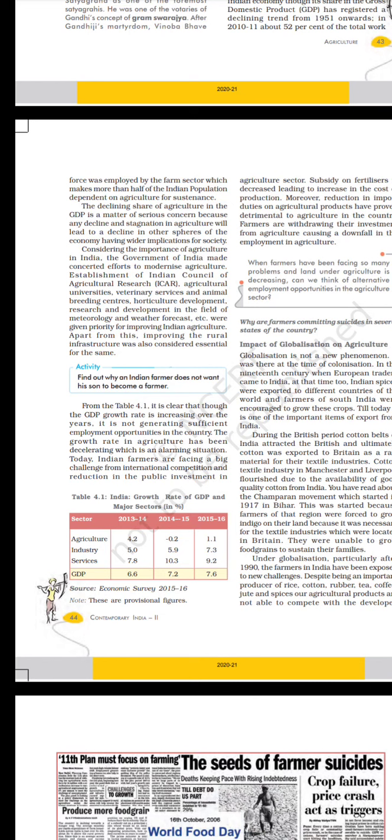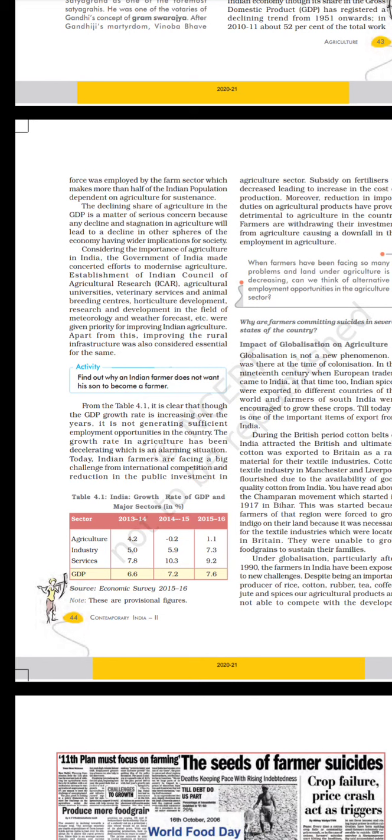Source: Economic Survey 2015 to 16. Note, these are provisional figures. Sector: agriculture, industry, services, GDP. 2013 to 14, 14 to 15, 15 to 16. Agriculture 4.2, minus 0.2, 1.1. Industry 5.0, 5.9, 7.3. Services 7.8, 10.3, 9.2. Take a look at this GDP. 2013 to 14, 6.6; 14 to 15, 7.2; 15 to 16, 7.6.